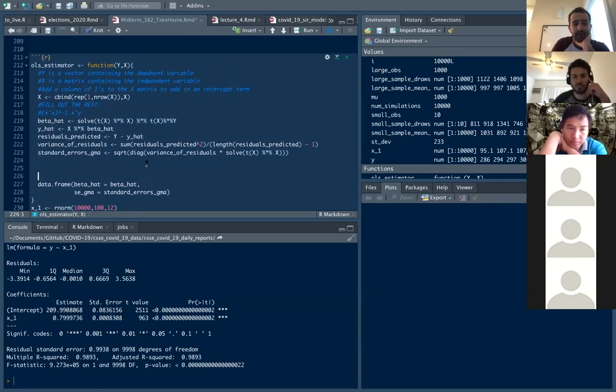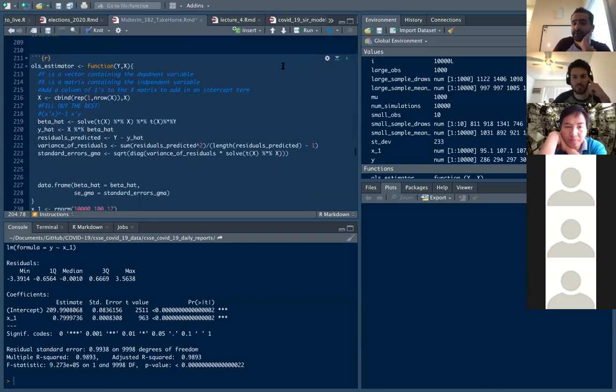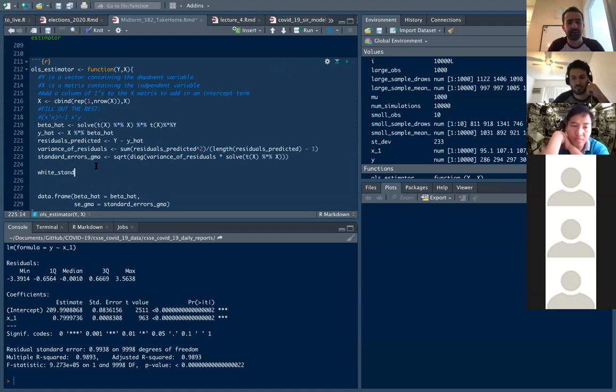Okay. The next thing I asked is I want this function to be a little better than R. I want it to actually return for me the White standard errors as well. Now we know the White standard errors. We derived the formula for that. It's easier to break this up though into a couple of steps. So remember our sandwich has two components. It has some bread. The bread is this X transpose X inverse thing.